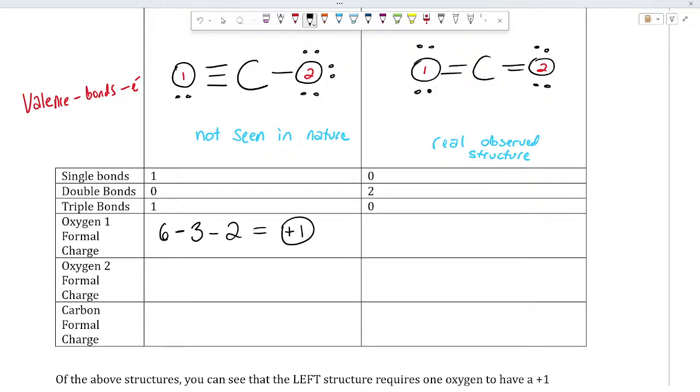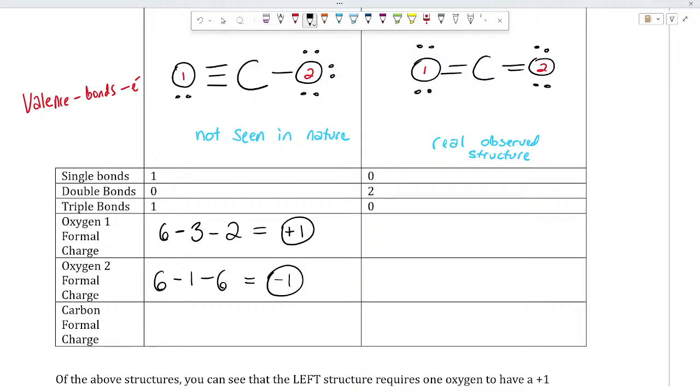Now let's look at oxygen 2. How many valence electrons does it have? Typically? 6. How many bonds is this making? 1. How many free electrons does it have? 1, 2, 3, 4, 5, 6. And just by visually looking at that, -1. Okay?